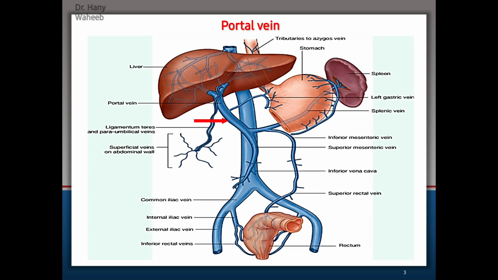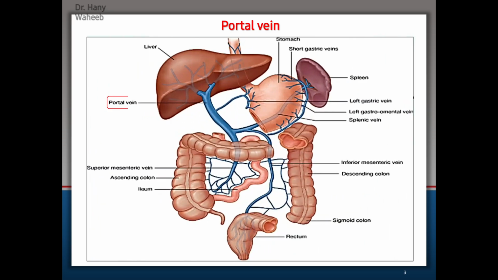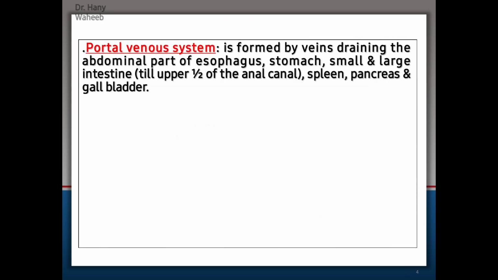Here's a portal vein, also called the hepatic portal vein. Again, this is the portal vein. So, what is the portal venous system?